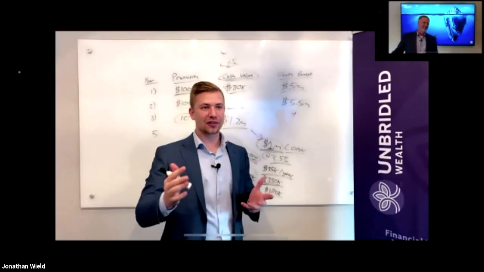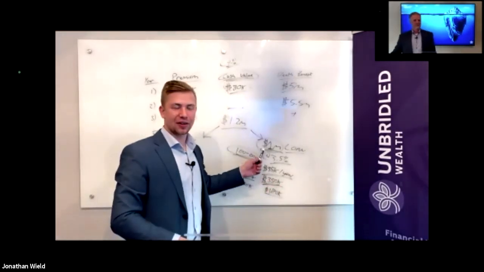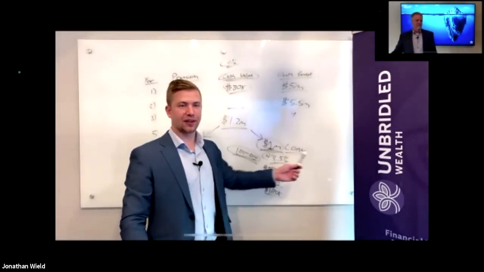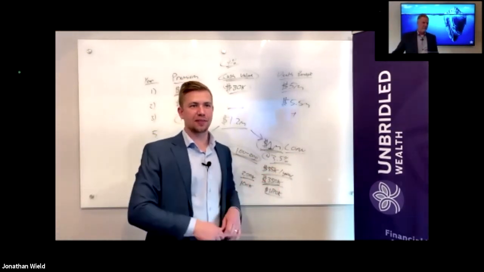So I often get asked what happens if you never pay back the loan. So that $1 million, if you never paid it back, then when you die, let's say there's a $10 million death benefit, it'd pay off the $1 million and your beneficiary would get the net amount. So in this case, $9 million.